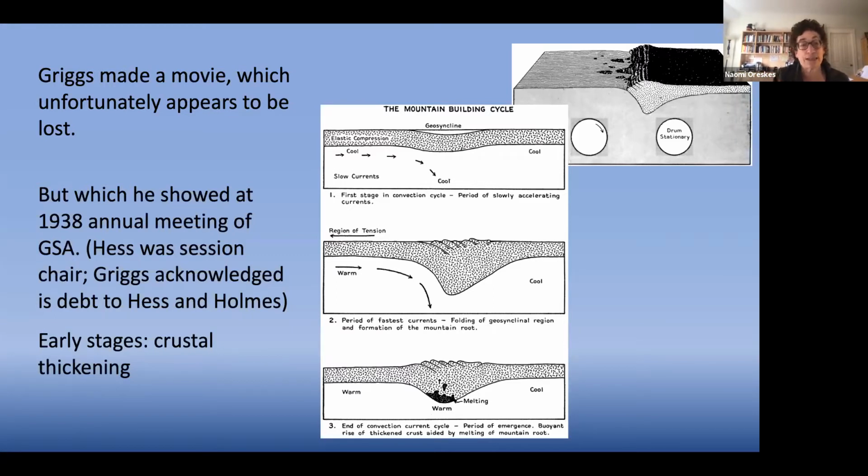Griggs presents this at the 1938 meeting of GSA, and Hess is the chair of the session. Now, it turns out Griggs made a movie. I think it's so cool that the UCLA professor decided to make a film. Sadly, the film appears to be lost to history, so we can't see the film because that would be awfully fun. But we can see the model, the descriptive model that he makes of it.